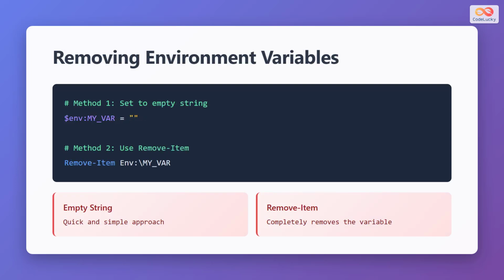There are two main methods to remove environment variables in PowerShell. The first method is to set the variable to an empty string, like $env:my_var = "". This is quick and simple. The second method uses the remove-item cmdlet. For example, remove-item env:\my_var. This completely removes the variable from the environment. While setting to an empty string is faster, using remove-item is more explicit and ensures the variable is fully removed from memory.